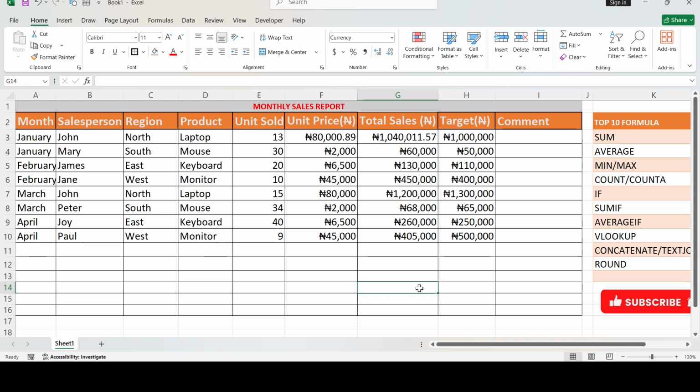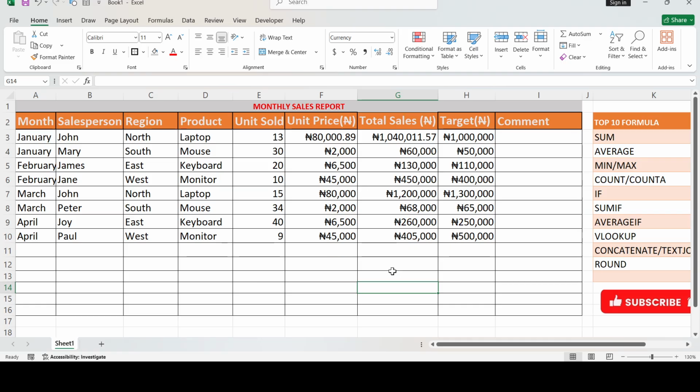As you can see, this data set that we'll be working with is the monthly sales report. You can see the month, the salesperson, that is the person that made the sales, the region, north, east, where the person is from. We have the product that the person sold, the units sold, that is the quantity that the person sold. We have the unit price, which is the cost price. Then the total sales, which is the total amount that the person sold, which is the unit price times the units sold. So now, the first one that we'll be looking at is the SUM.